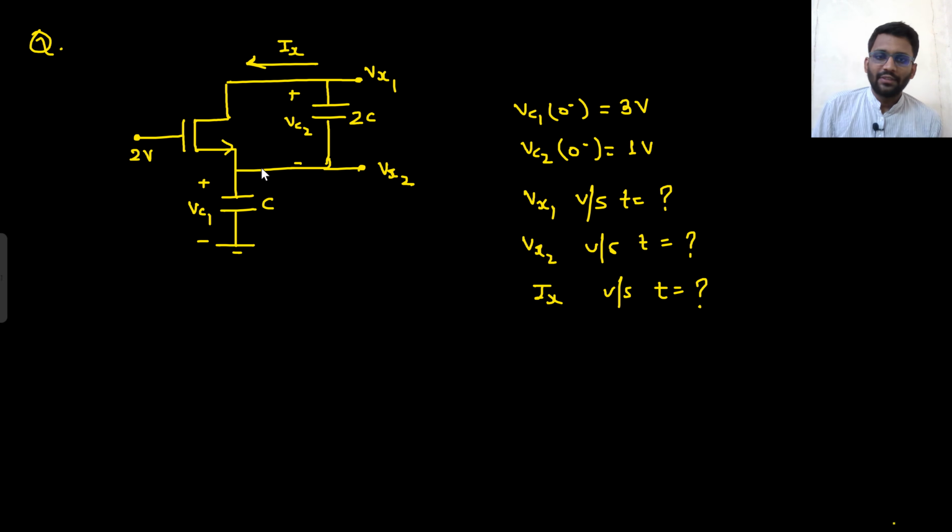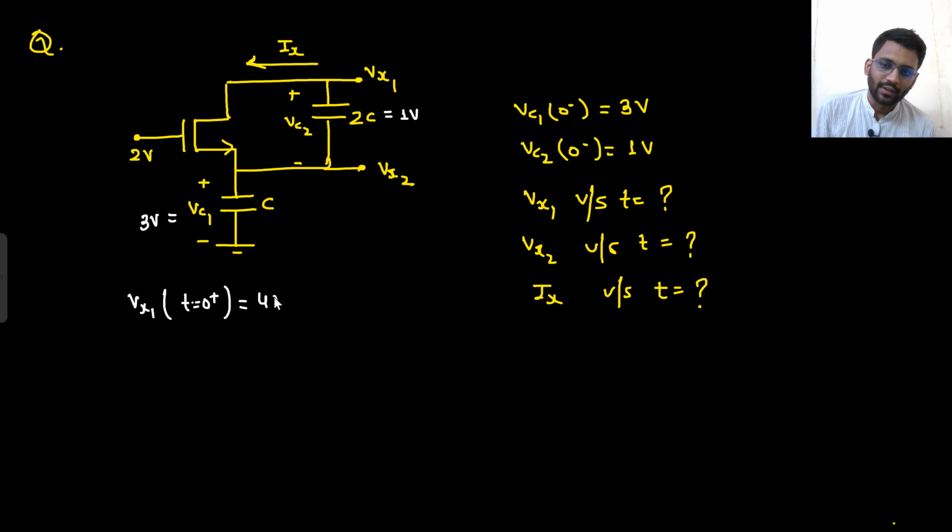Okay, so here VC1 is 3 volt. This is given. And VC2 is 1 volt. It is also given. Right? So what will be your Vx1 at t equals 0 plus? 3 plus 1, it will be 4 volt only. And what will be your Vx2 at t equals 0 plus? That will be 3 volt only.